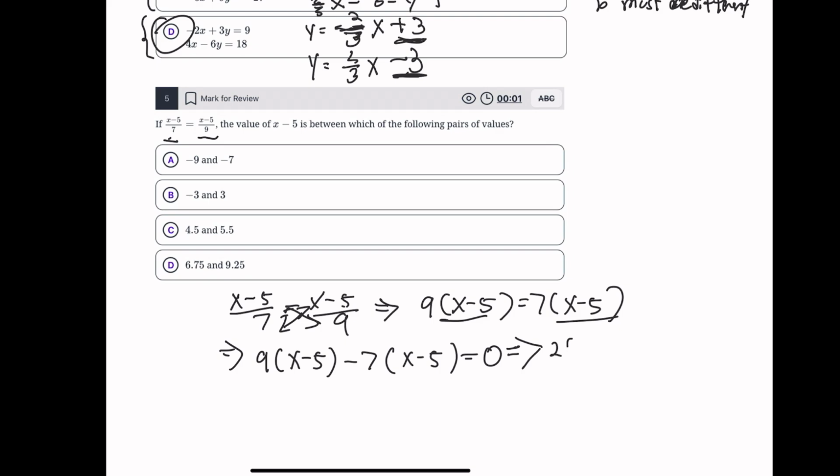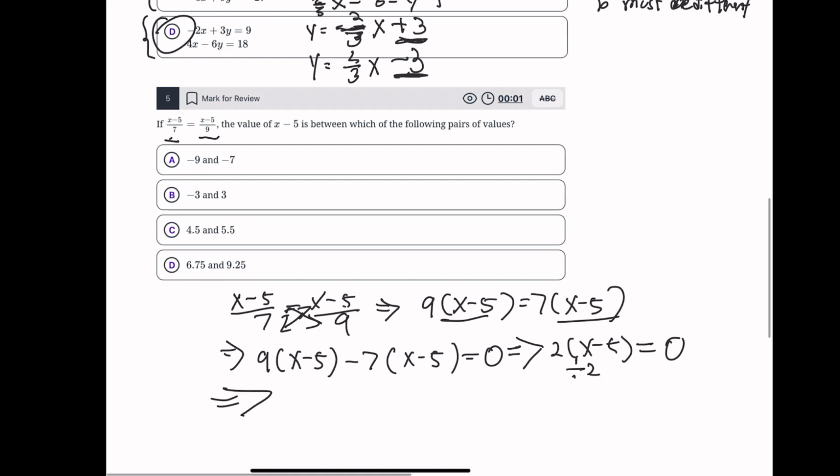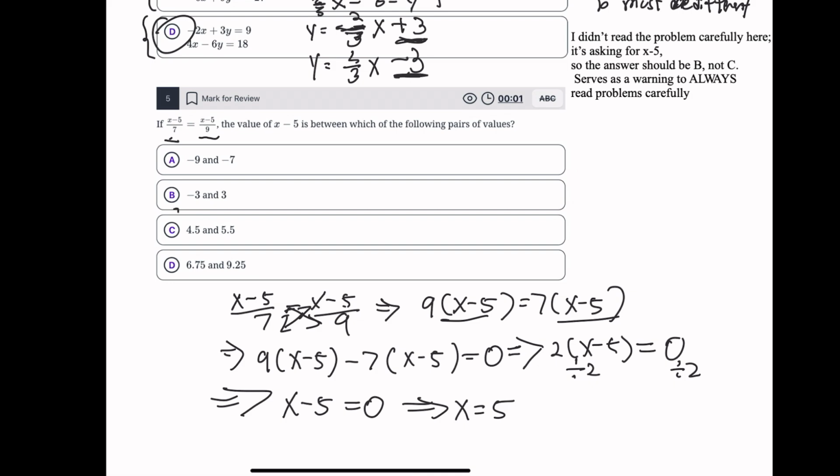So you know that 2 times x minus 5 has to be equal to 0. If you divide both sides by 2, then x minus 5 has to be equal to 0. So x has to be equal to 5. From these choices, we know that C can be the only correct answer. So that's how you would approach it.